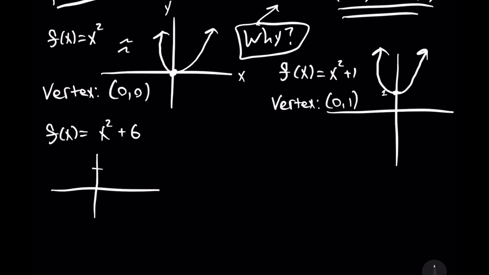Or consider f of x equals x squared plus 6. Same idea, so let's say that's 6. So the vertex has to be at 0, 6. The parabola has been shifted 6 units above the origin.